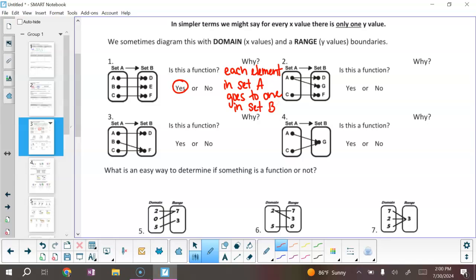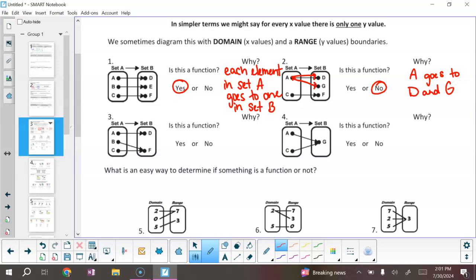Okay, so number 2, hopefully you noticed that A is going to D and it's trying to go to G. So we've got 2 arrows coming off of A, which we said is not allowed. So we need to say no, it is not a function. And that could be your reason. A goes to D and G. And so that would not be considered a function just based on that happening there.